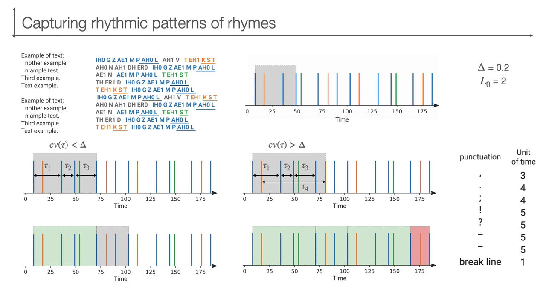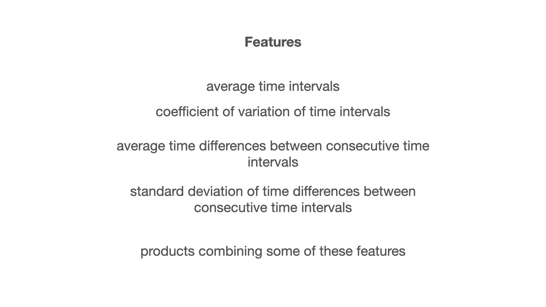But the idea is that each window now encodes rhythmic patterns that are present in this text. And from these windows, we can get several measurements, which we call features. For instance, we can get the average of the time intervals inside them, or the coefficient of variation of these time intervals. I mean, sorry, these are the total time of the window, and the difference between consecutive windows, the standard deviation for that. We could use even other statistics, but here we stop, and we start combining these with products of them, just to have some variability and more nonlinear interactions between these features.